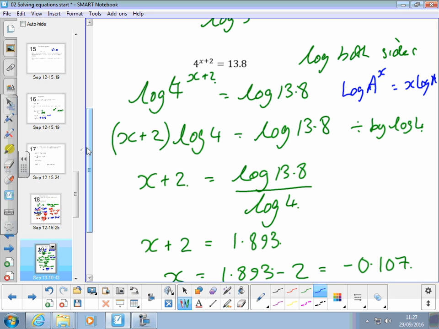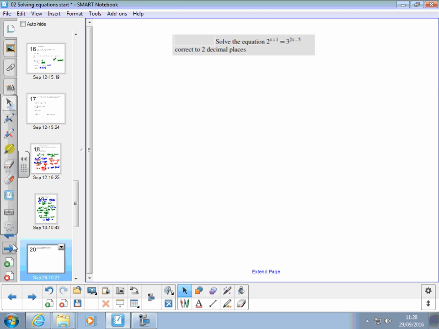When you do this moving around, you're almost doing reverse of BIDMAS because you have to get rid of the multiplication first and then add or subtract. It just depends. We have to get rid of what's outside the brackets first, or we multiply the brackets out. So have a go at the one on the next page that's got an index on both sides.